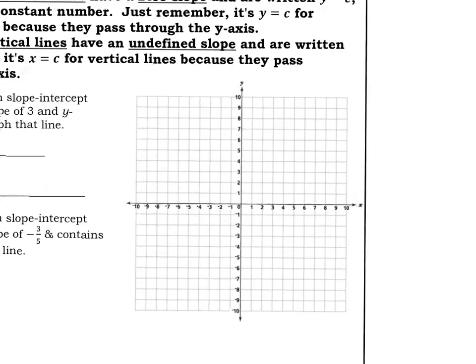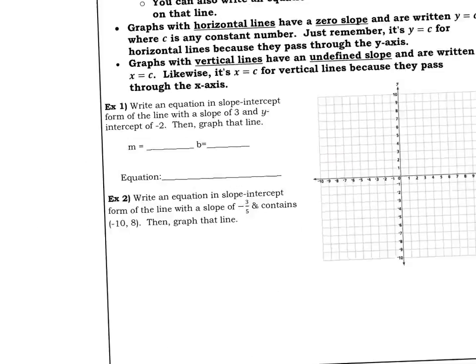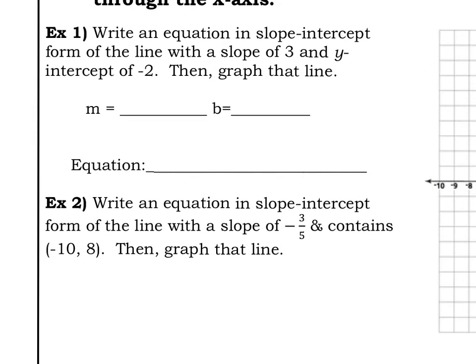So if you think about it here, here's a blank graph. If I have a flat line like this, it's touching through the y-axis. So it'd be y equals whatever number it passes through. Same thing for x. If I have a vertical line going through -5 here, I'd say x equals -5. And that's all there is to it. But with that out of the way, let's get into some examples here.